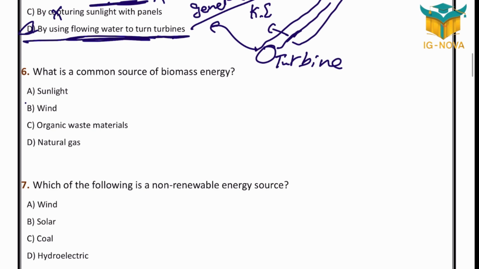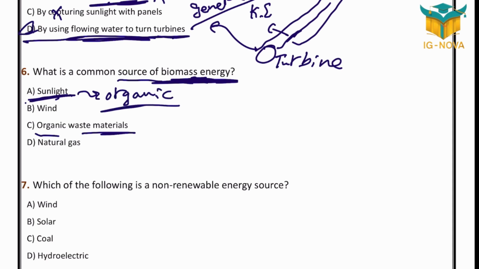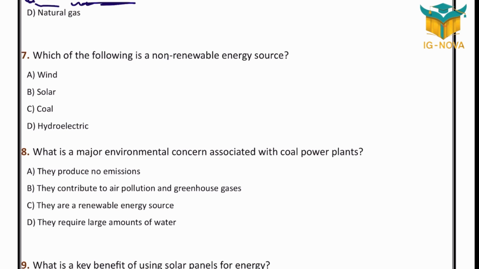Question 6. What is the common source of biomass energy? The biomass energy, the main source of it is organic waste material. So sunlight is the main for agriculture or the organic materials. But biomass is for wastes. So the correct option is C. Question 7. Which of the following is non-renewable energy source? Non-renewable, surely coal power station.